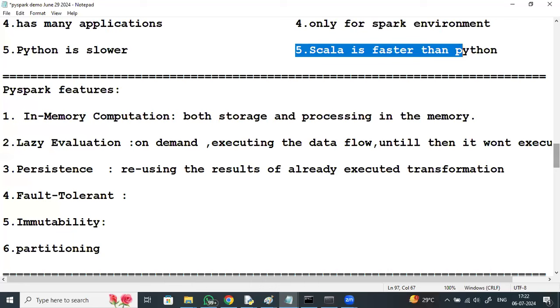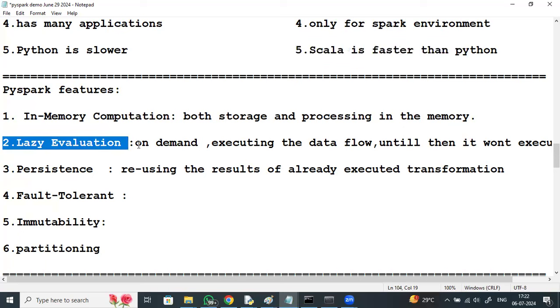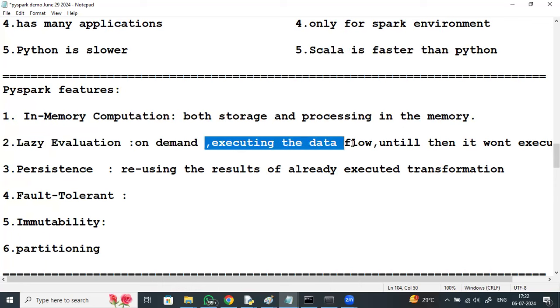The main features of PySpark: in-memory computation, both storage and processing at the memory level. Then lazy evaluation. Lazy evaluation means if you make an action only, it gets executed. If you are not making one, it won't execute. It executes the data flow on demand only. Until then, it won't execute the data flow. It is a data flow language.